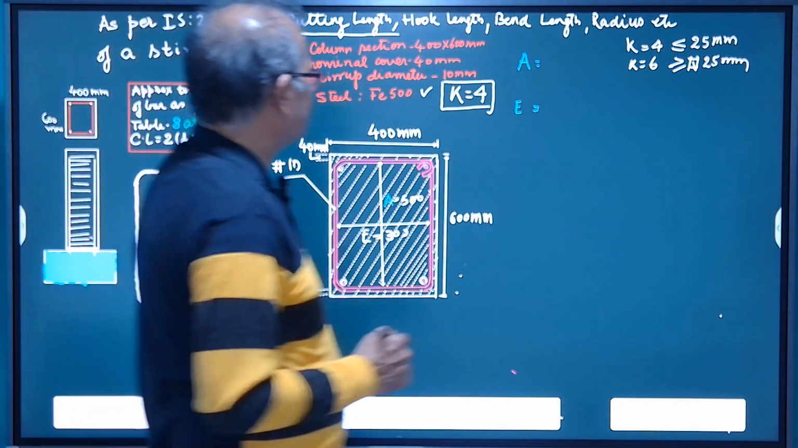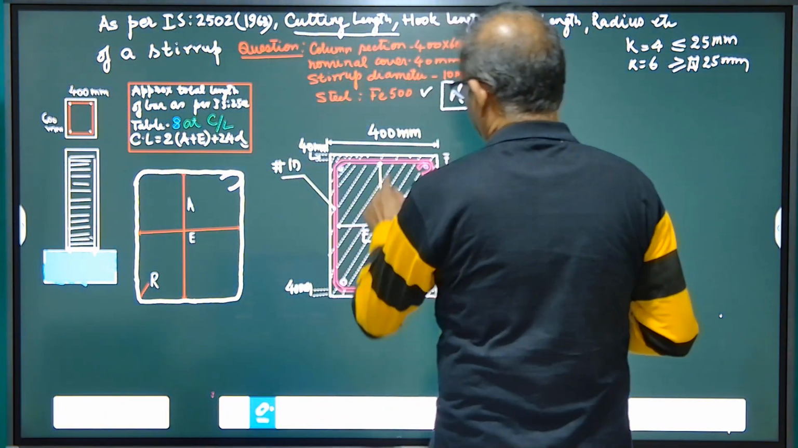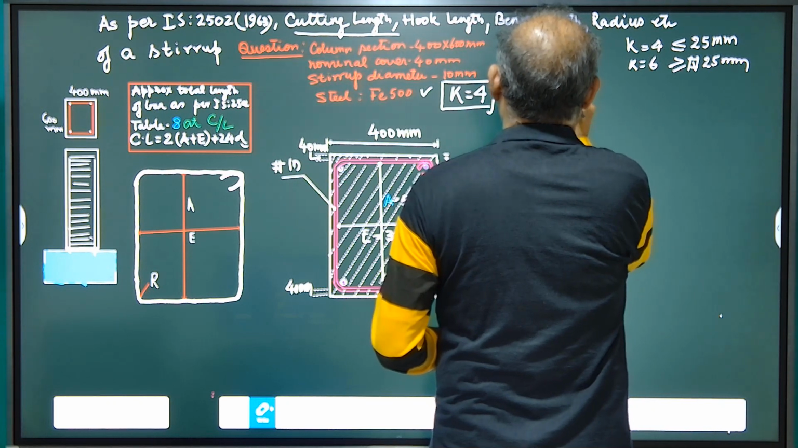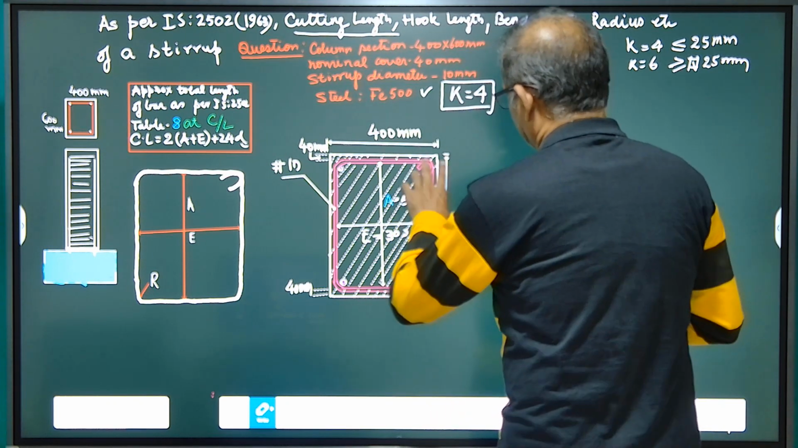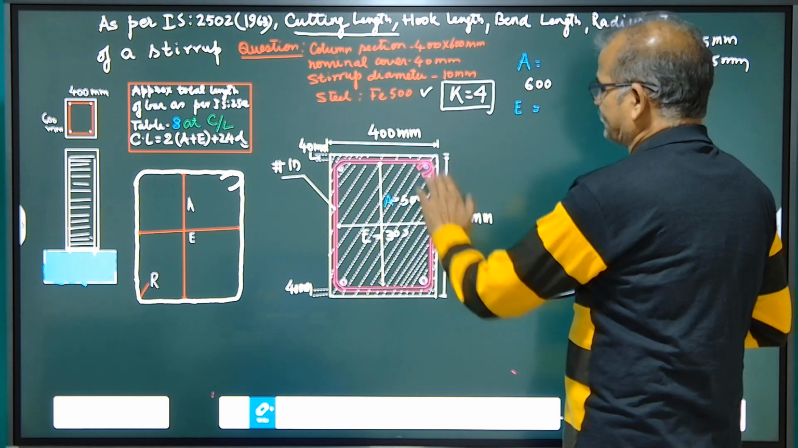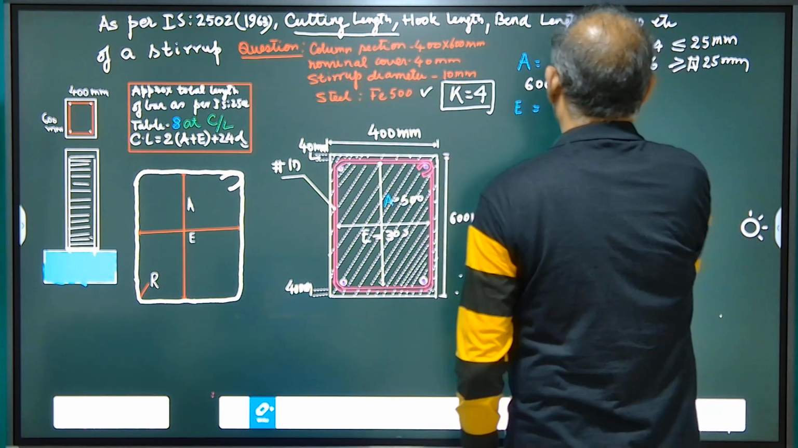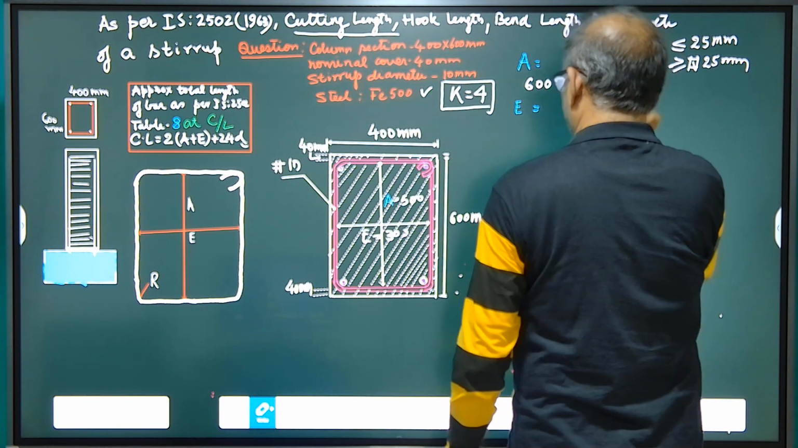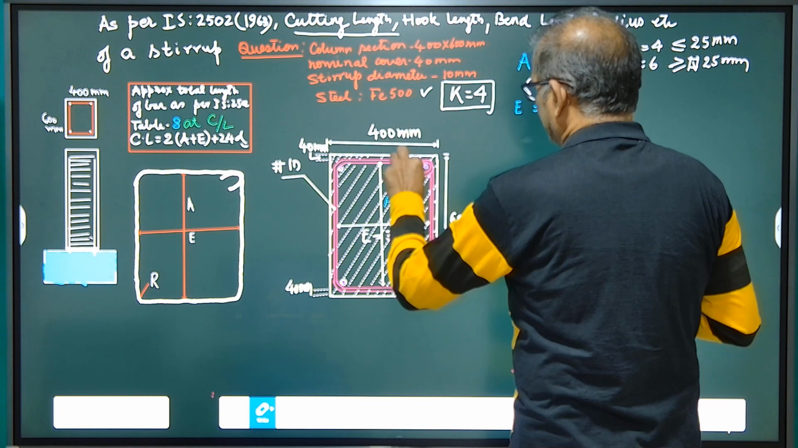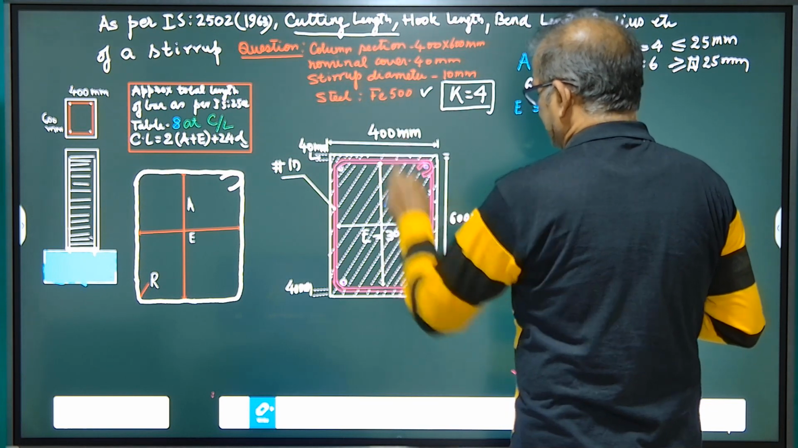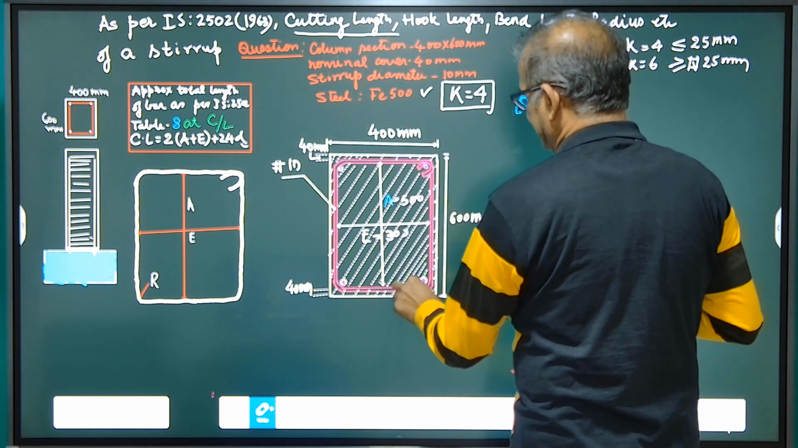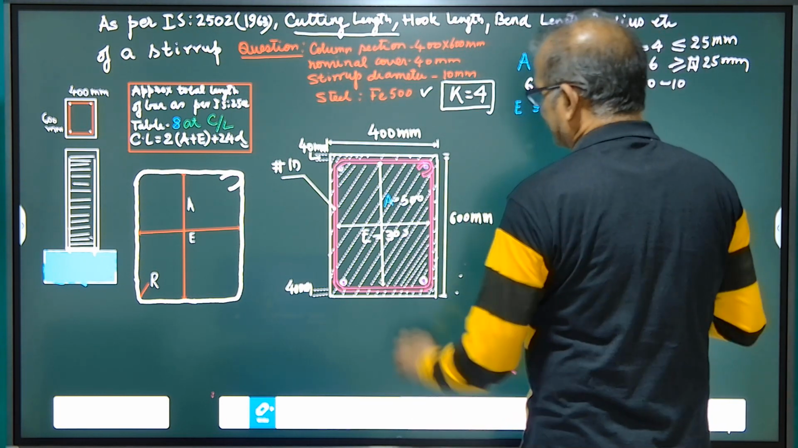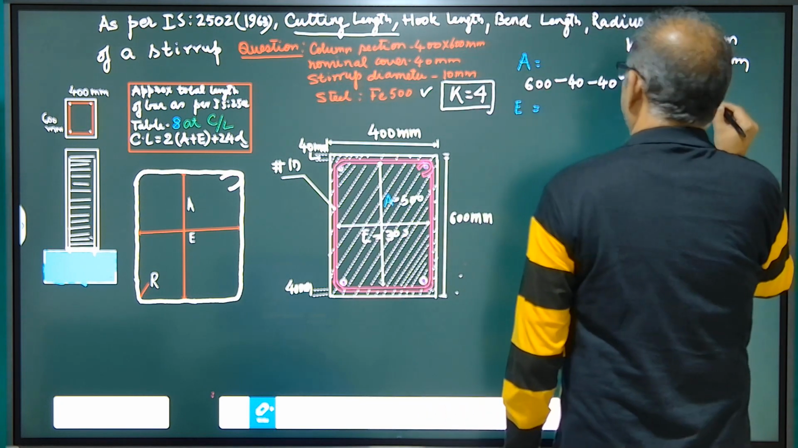So let us solve how to find out the cutting length of stirrup. So A will be 600. This is total depth 600. Subtract the top and bottom cover, minus 40 mm top and bottom, and then one diameter at top, one diameter at bottom, so minus 10 and 10. So internal dimension of stirrup will be 500 mm.